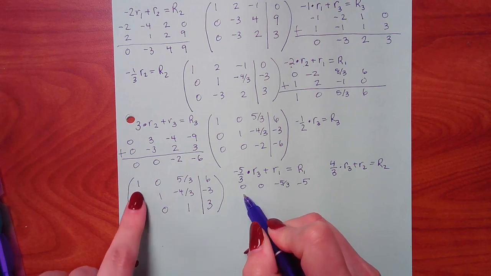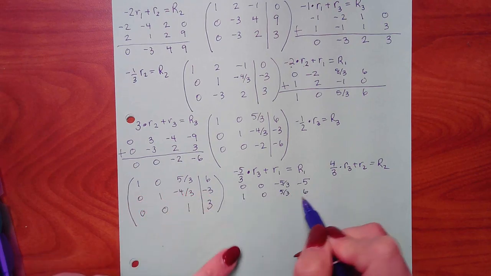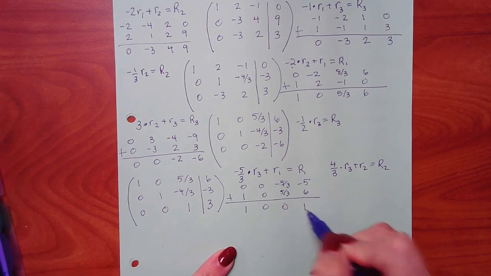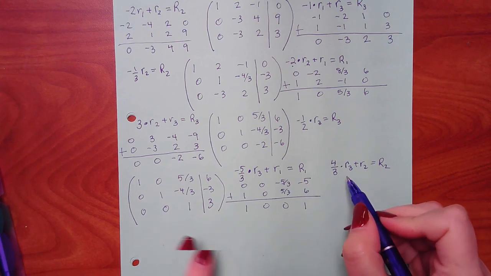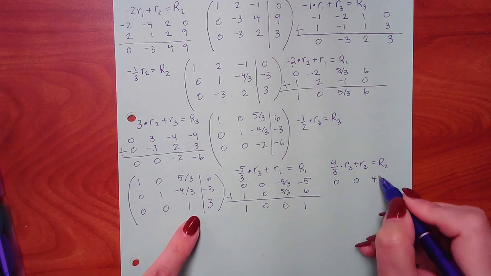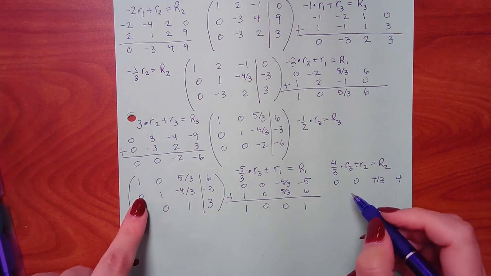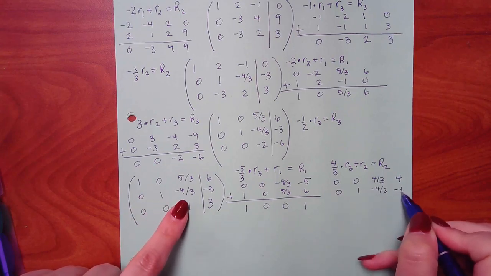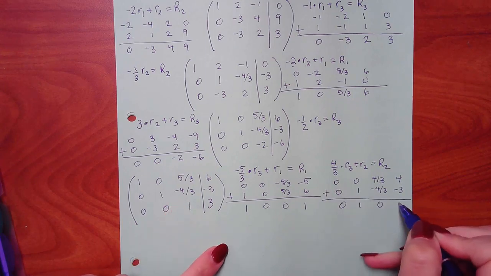This will be 1, 0, 5/3, and 6. And I get 1. That's nice. Now let's do it with 4/3. So still 0, 0, 4/3, and 4. And then row 2 goes underneath it. And when I combine them, I get 0, 1, 0, oh, and 1 again.